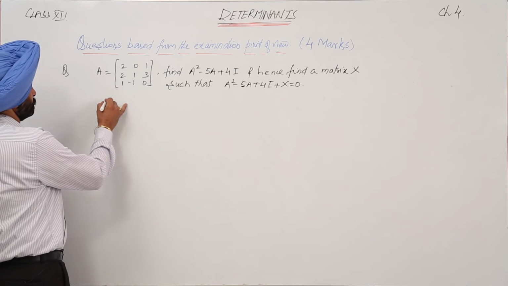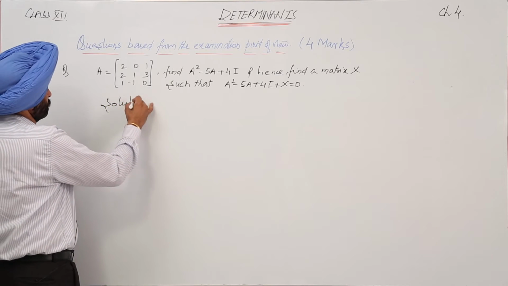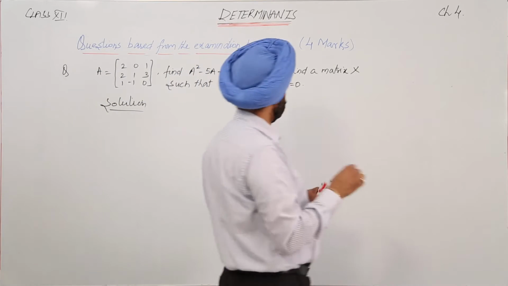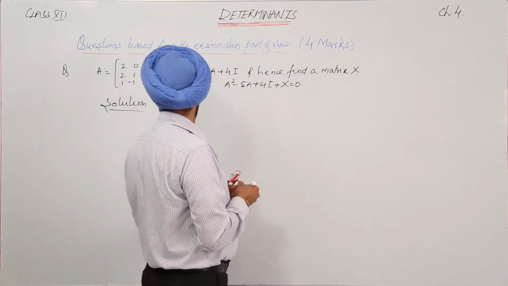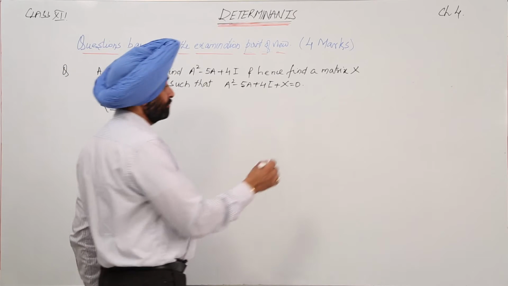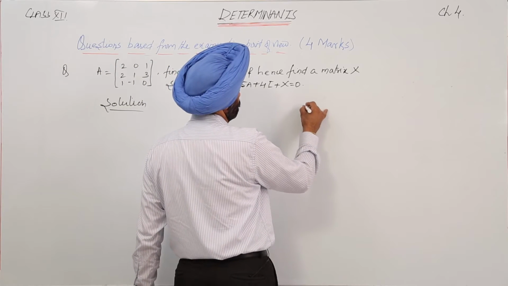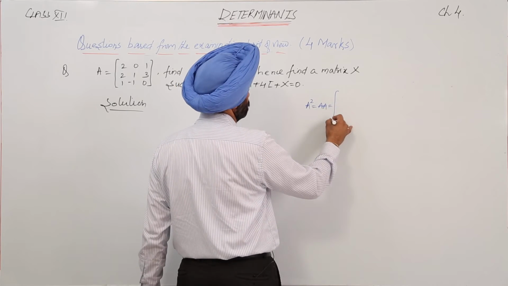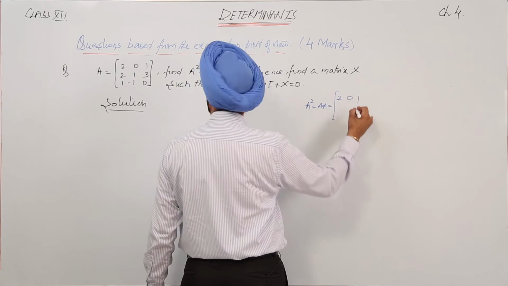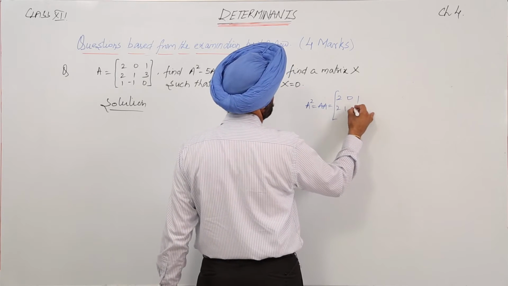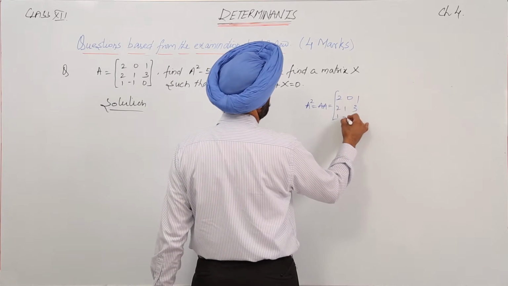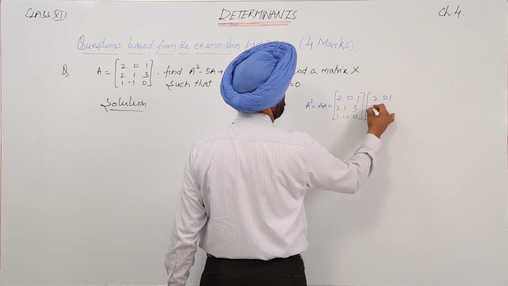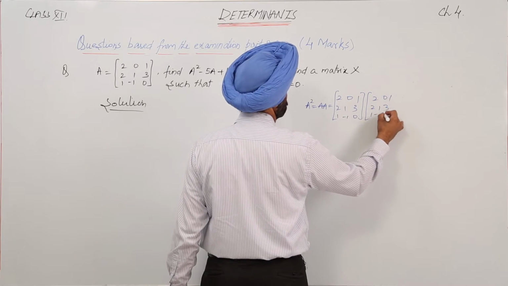Now for solving this part, let's first find A². What is A? A is [2 0 1; 2 1 3; 1 −1 0]. Now A² is equal to A with A, which is [2 0 1; 2 1 3; 1 −1 0] times [2 0 1; 2 1 3; 1 −1 0].